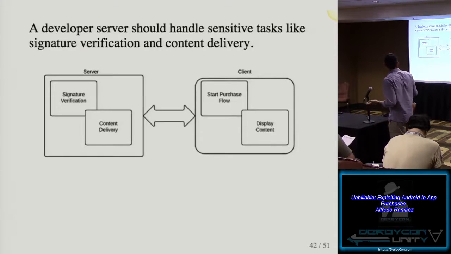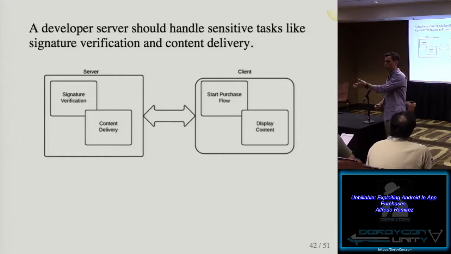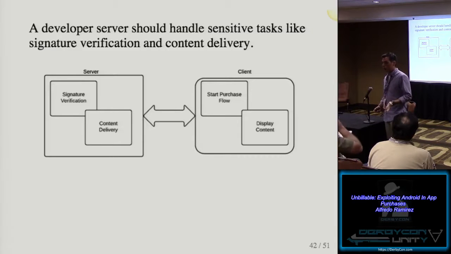So for example, you should instead have the client start the purchase flow, you talk to Google, you get back a response, and then you send that off to the server. And the server decides the validity of these transactions based on data that only they have and that obviously the client can't manipulate, and then delivers the actual content.